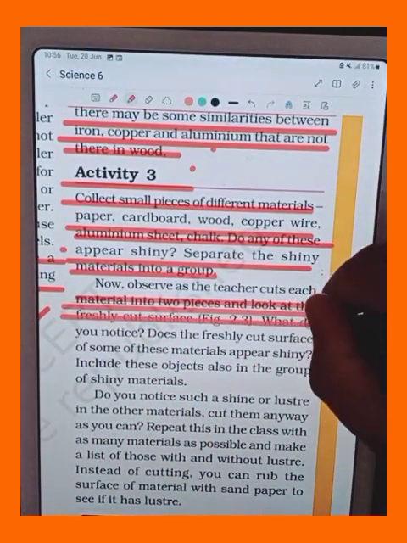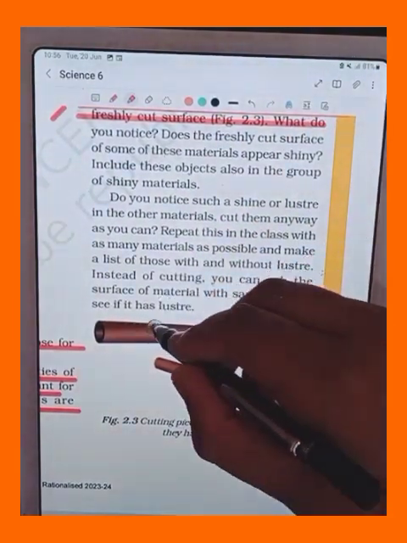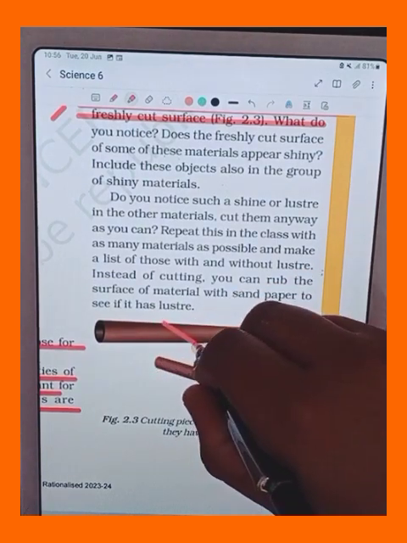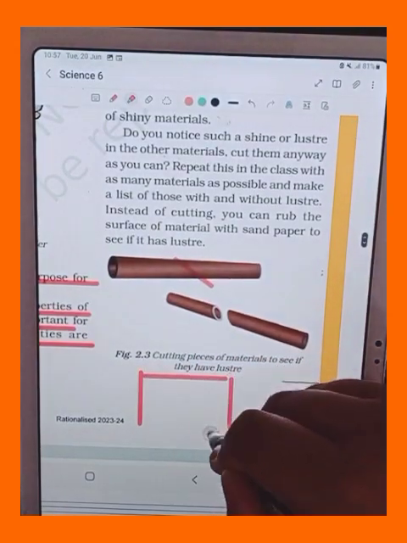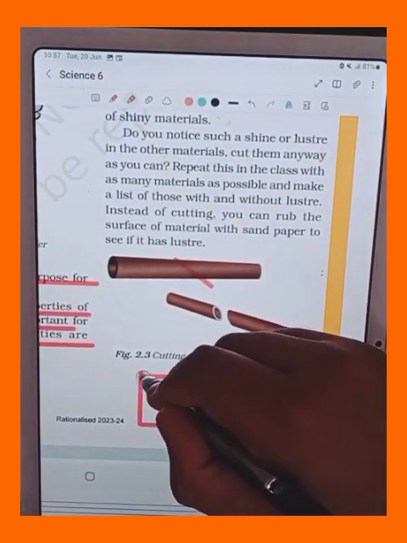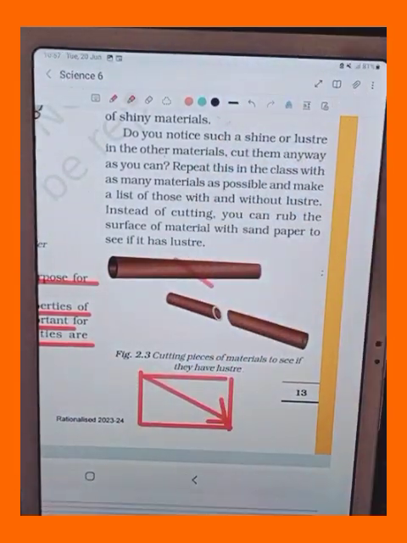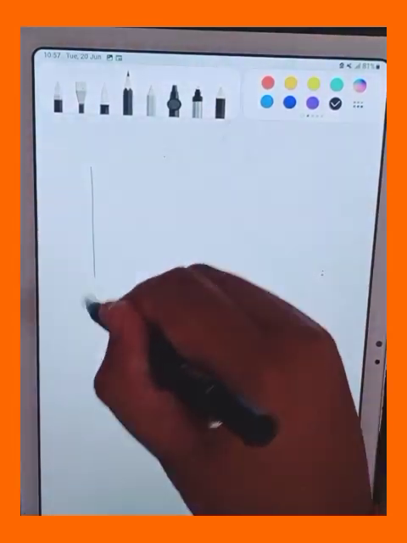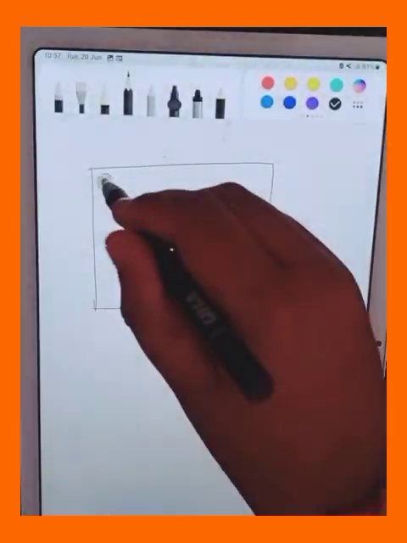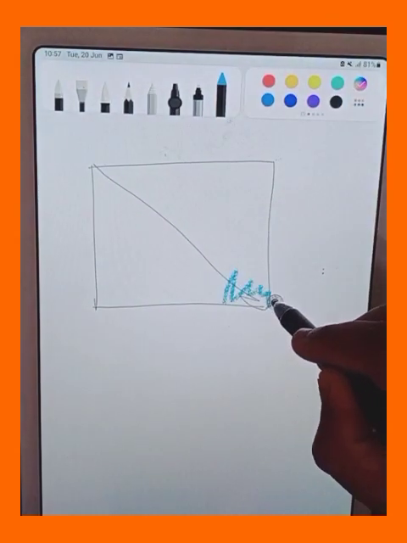Figure 2.3. So this is a figure of 2.3. When we move, we will take a cutter. So let's make a paper roll. You have to take mainly a paper and just start rolling from here until you roll it all. So you have to take a paper like this and start rolling.